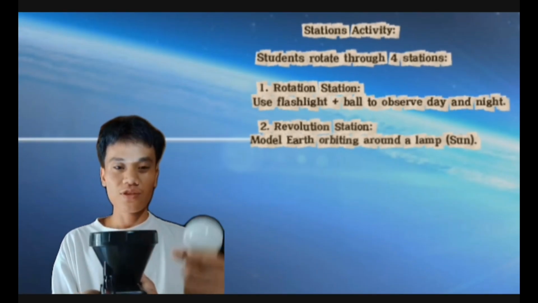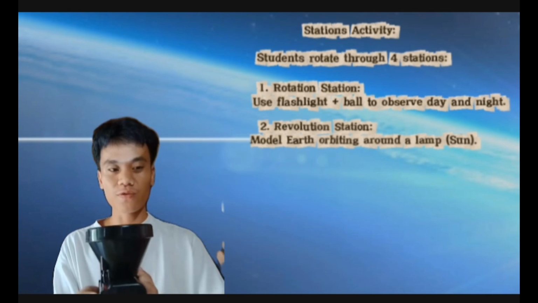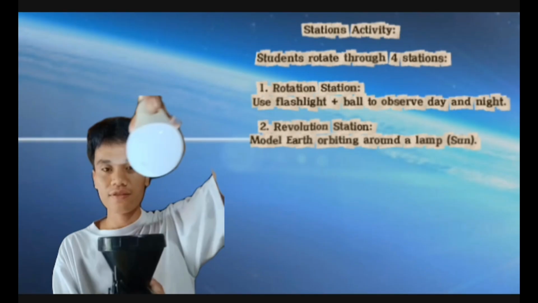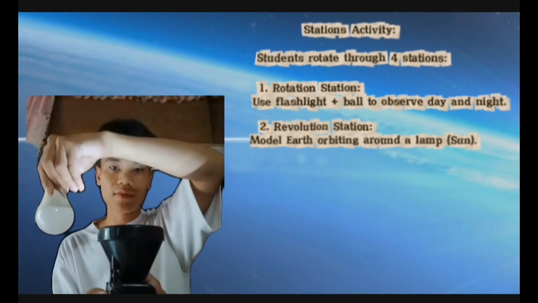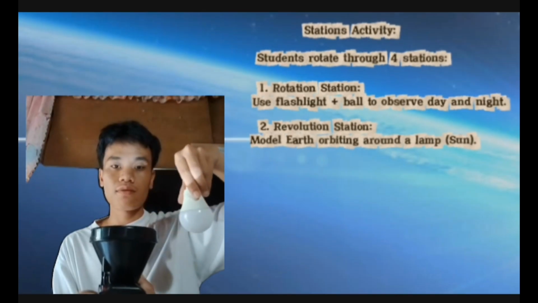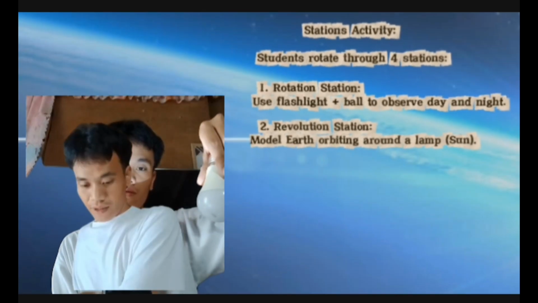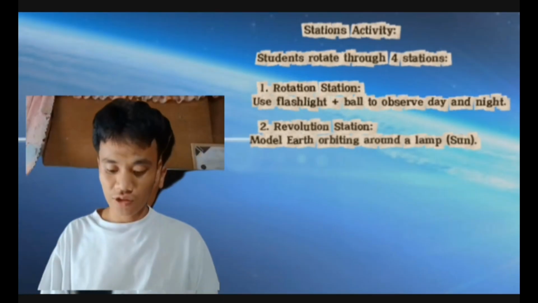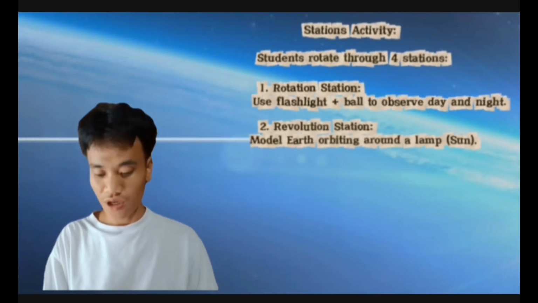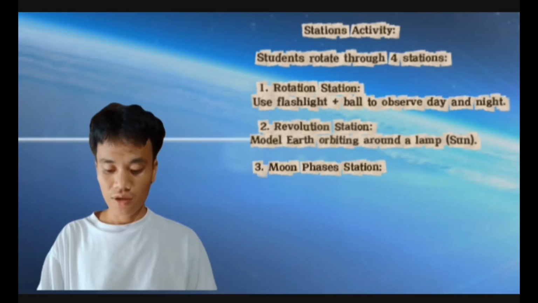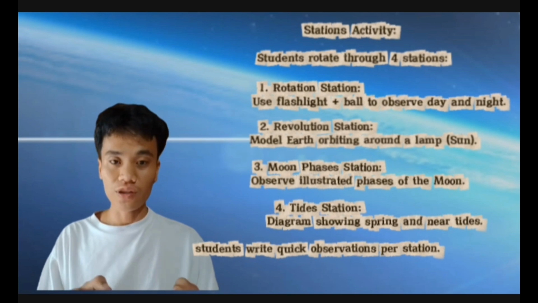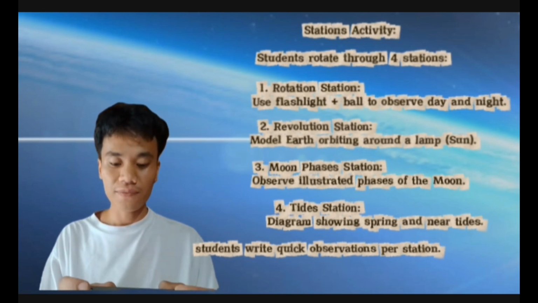Since I don't have an illustration here, I will be showing you a picture. Next is the moon station, or the moon phases. So this one. Kindly observe. The next, lastly, is the tide station. I also have a picture here. This one. So please write your observation.